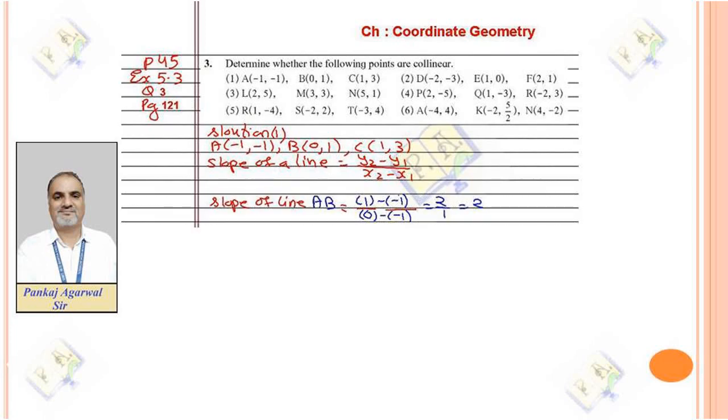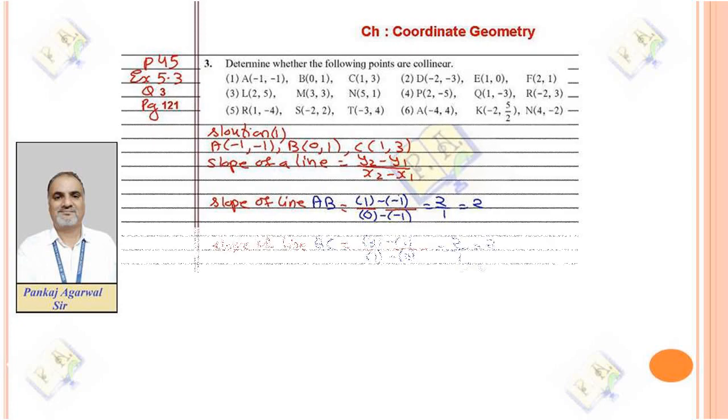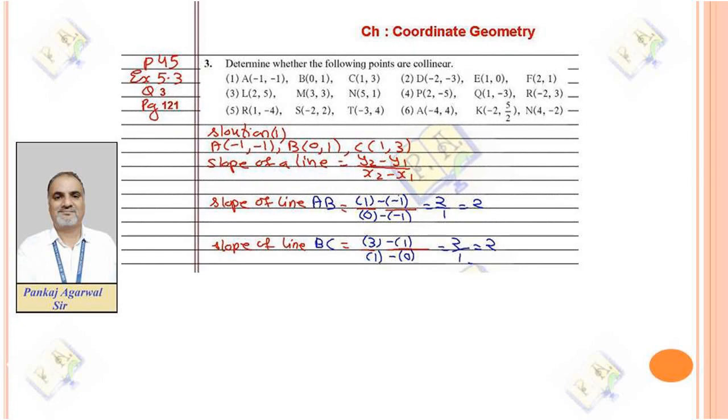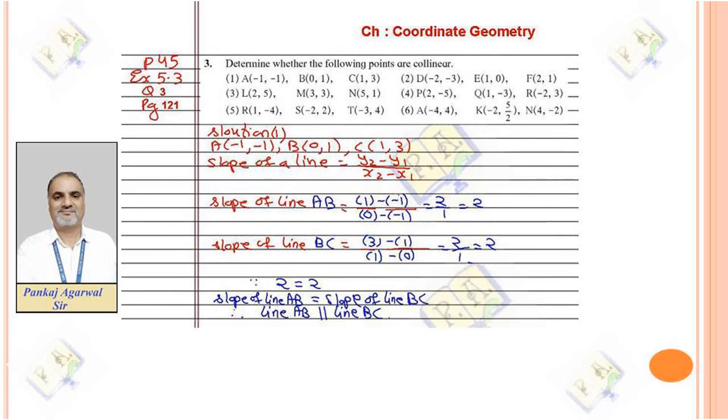We will calculate the slope of line AB as (1 minus of minus 1) whole upon (0 minus of minus 1). After calculation, it will be 2. Slope of line BC is equal to (3 minus 1) whole upon (1 minus 0). After calculation, we will get 2. Since 2 is equal to 2, slope of line AB is equal to slope of line BC. Therefore, we can conclude that line AB is parallel to line BC.